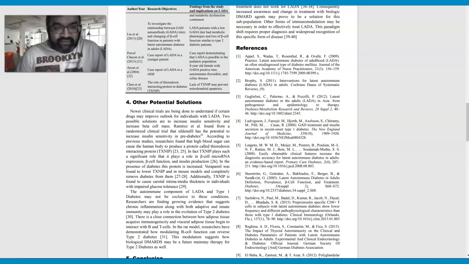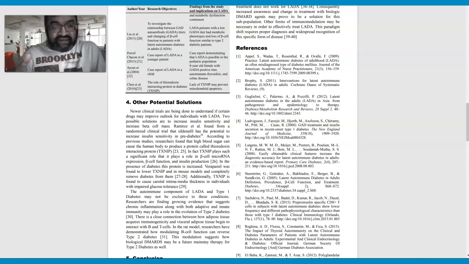Just wrapping up, potential solutions look at the thioredoxin interacting protein, which I've discussed in other lectures. According to previous studies, researchers found that high blood sugar can cause the human body to produce a protein called thioredoxin. So if you target something against the thioredoxin, then this will be better. Thioredoxin plays such a significant role.